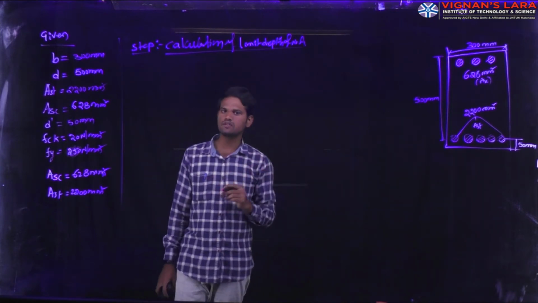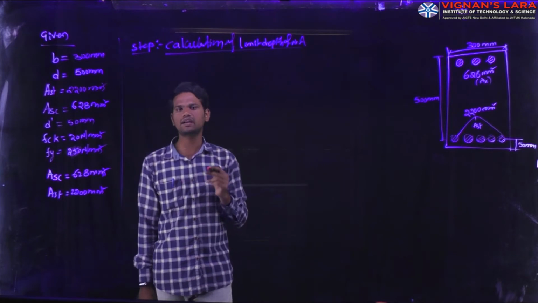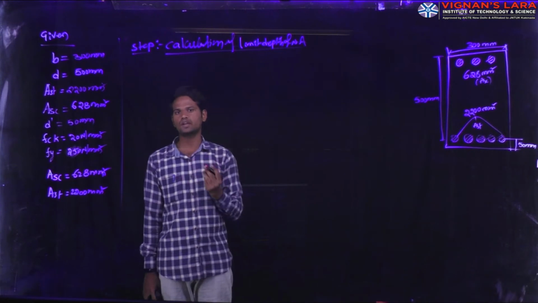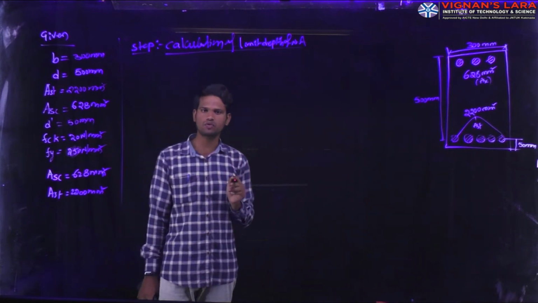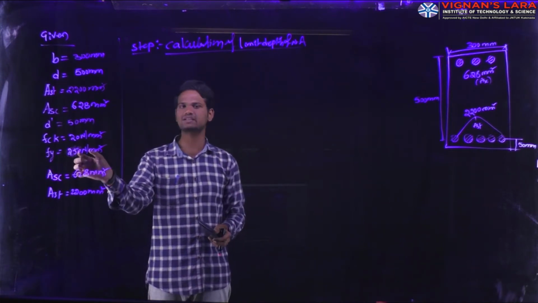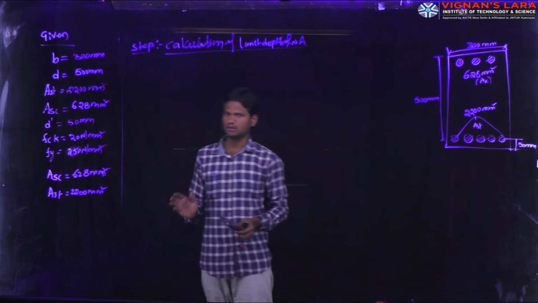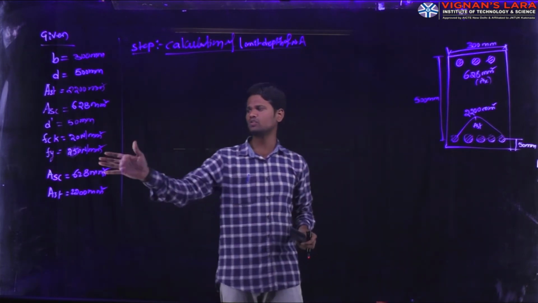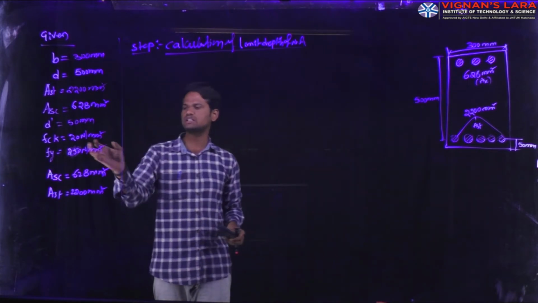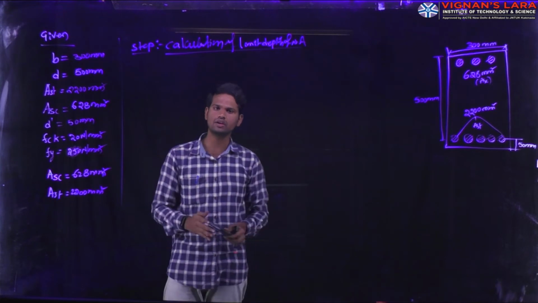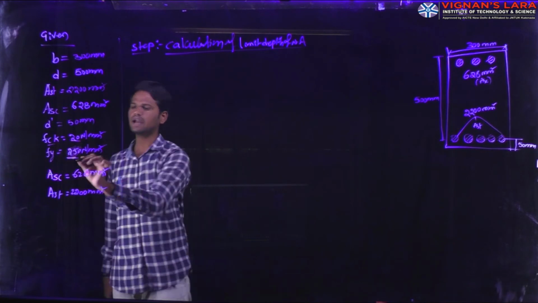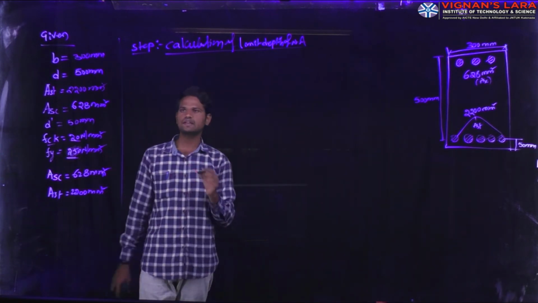If you observe, for Fe250 grade, the limiting depth of the neutral axis is 0.53 D. For Fe415, 0.48 into D. For Fe500, 0.46 into D. Always you have to remember these values, depending on how much characteristic strength of steel they have given in the problem. In many conditions, they will give Fe415 grade. In some tricky conditions, they will ask to calculate for Fe250 grade also. You should always check both FCK and FY values for the different types of problems.